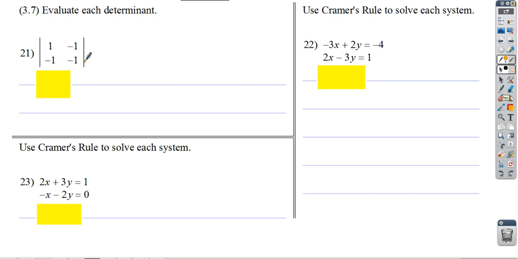The product of this diagonal, 1 times negative 1 is negative 1. It's always minus. And negative 1 times negative 1 is positive 1. So negative 1 minus 1 gives us negative 2.